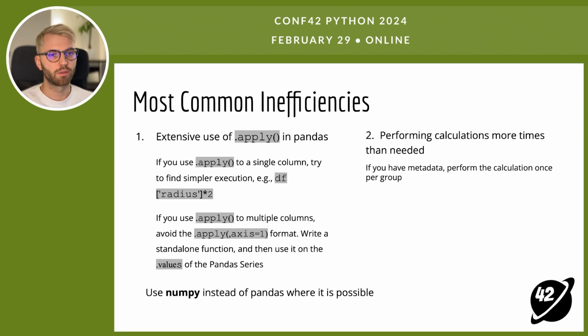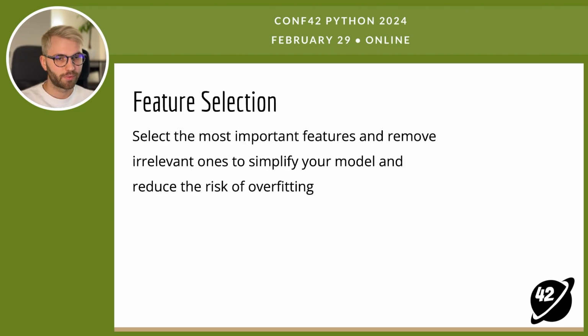Finally, wherever possible, it's best to use NumPy instead of pandas. While pandas is very user-friendly and intuitive, NumPy is written in C, and it's the champion when it comes down to efficiency. Feature selection is essentially the final step of data preprocessing, and it has a very large impact on the accuracy and speed of a model.